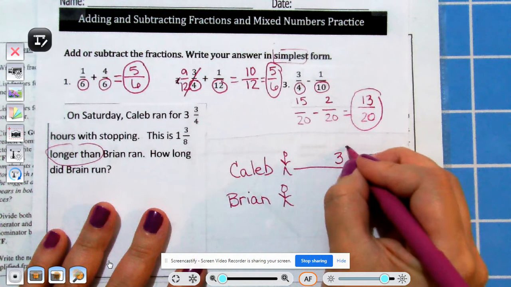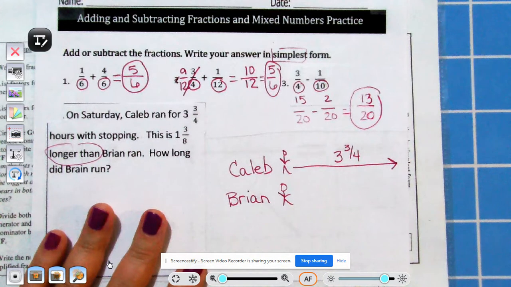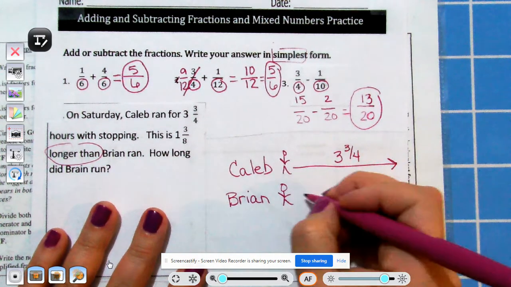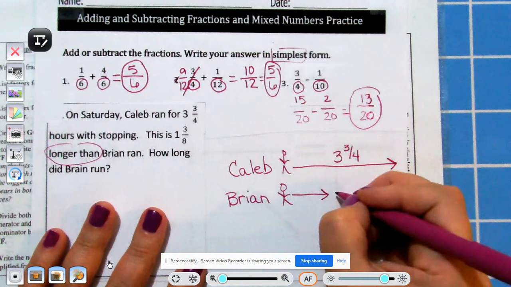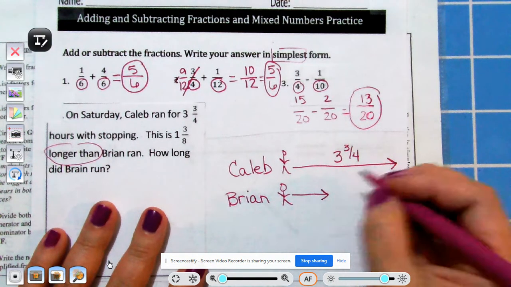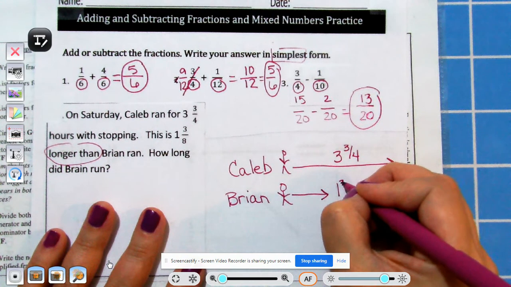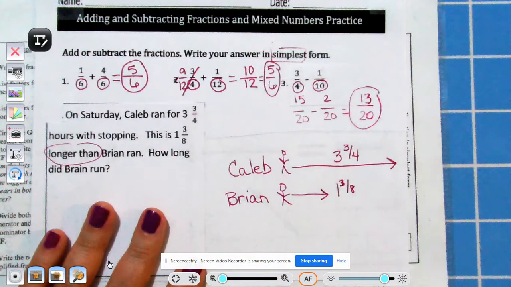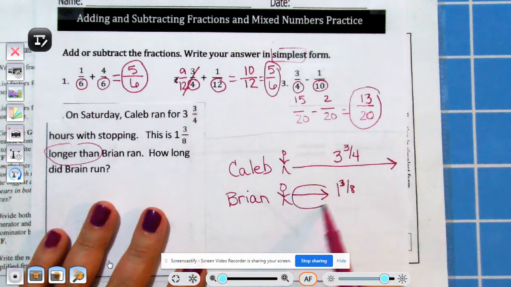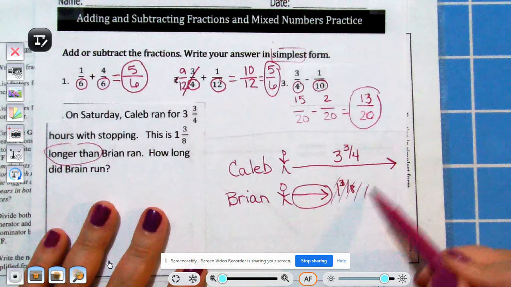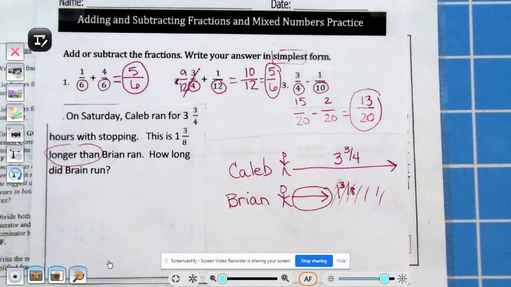Caleb ran 3 3/4 hours. Which is 1 3/8 longer. So this would be the amount that Brian ran. This is the 1 3/8 longer part. So to figure out how long Brian ran, we're comparing Caleb's run to Brian's. So that is a subtraction problem, guys. You have to subtract.